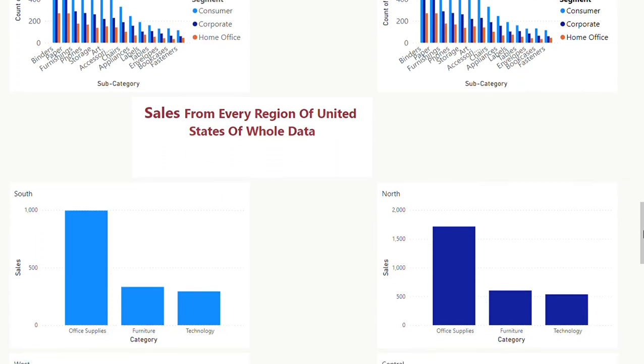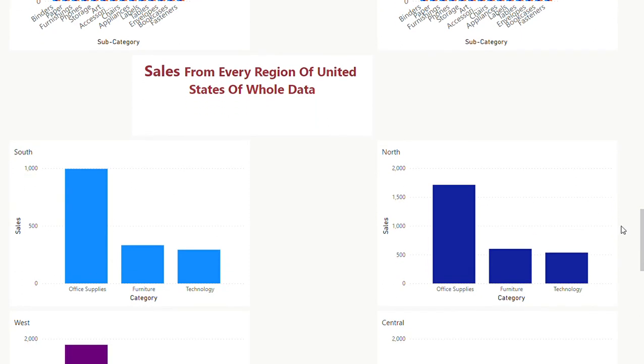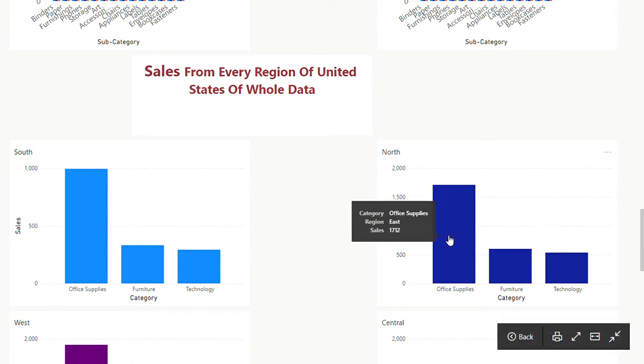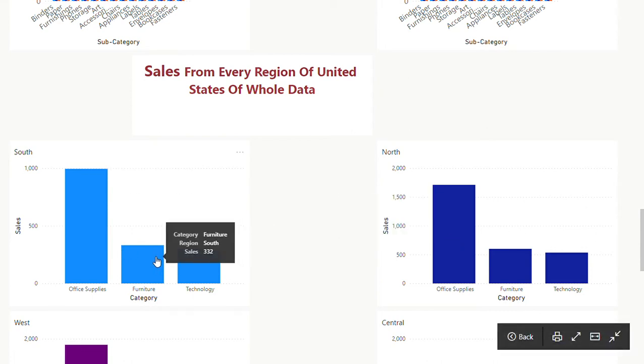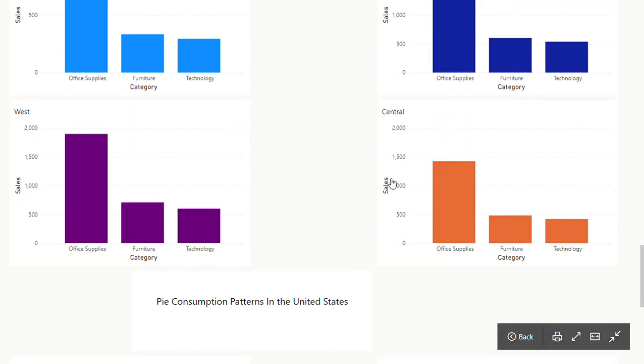Now sales from every region of the United States of the whole dataset. In this chart, office supply of region South got sales of 99.5, followed by furniture, then technology. Now in the North region, office supply got maximum sales. Again, in Central and West also, office supply got maximum sales.